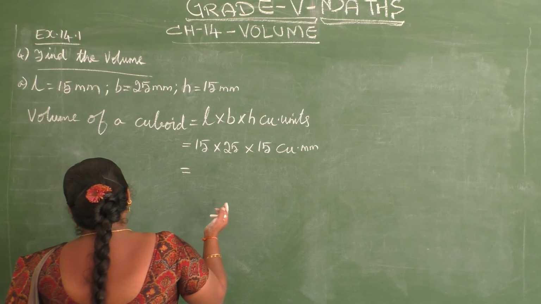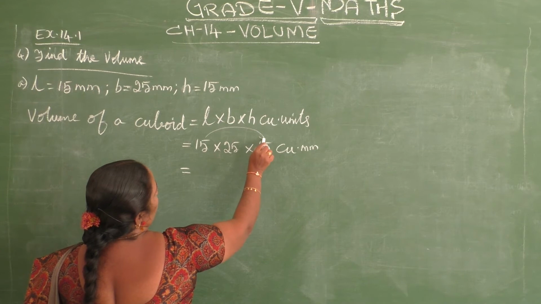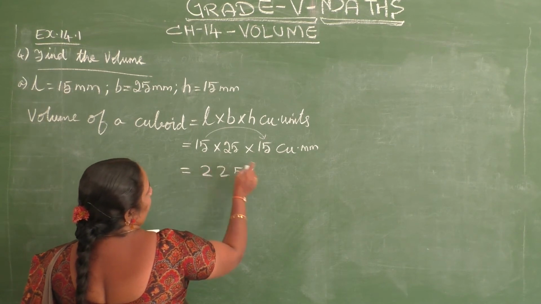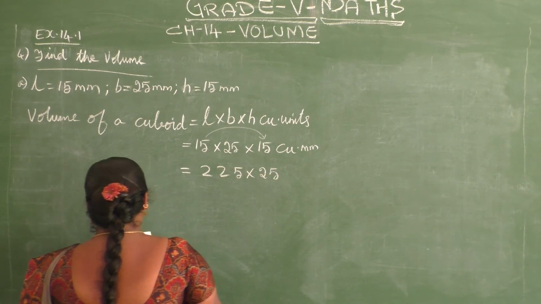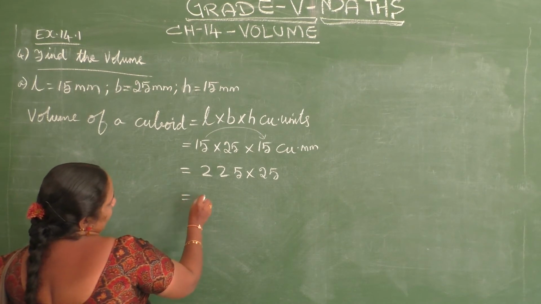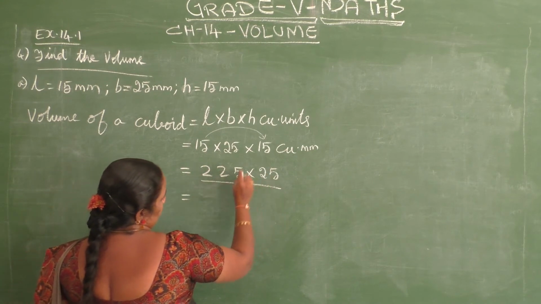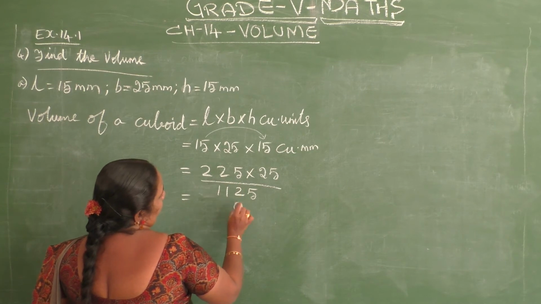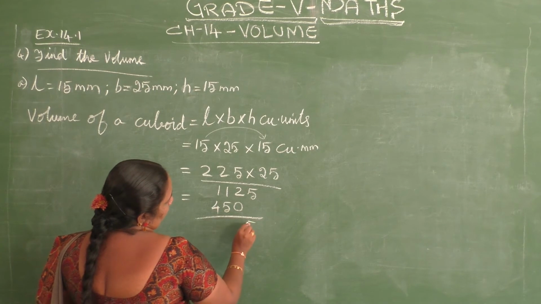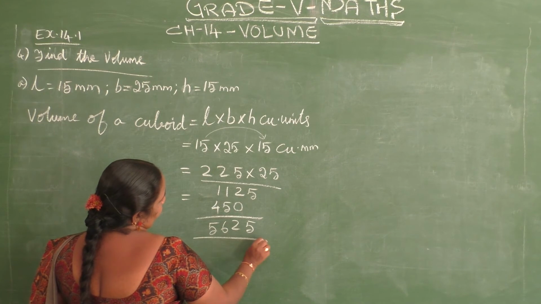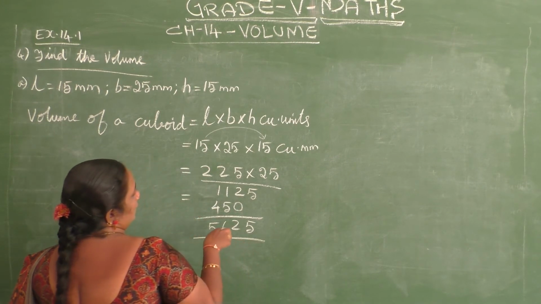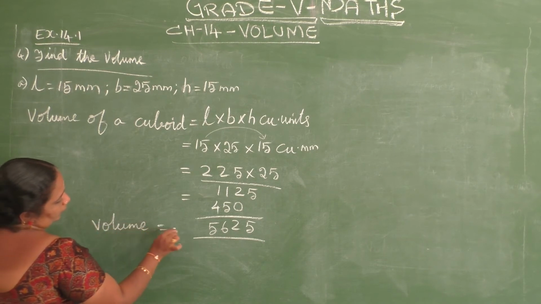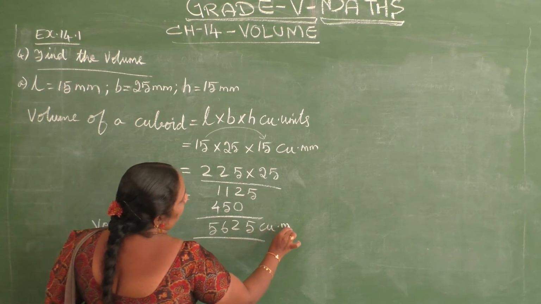Now we can multiply these numbers. Listen. First I am going to multiply 15 into 15 because it's a square table. 15 15s are 225. Then the remaining 25 is there. So 225 into 25. What will come? 5625. If you want, you can multiply: 5 5s are 25, remaining 2, 2 5s are 10, 10 plus 2, 12, remaining 1, and so on. So 5625. Volume equal to 5625 cubic millimeter. This is the answer.